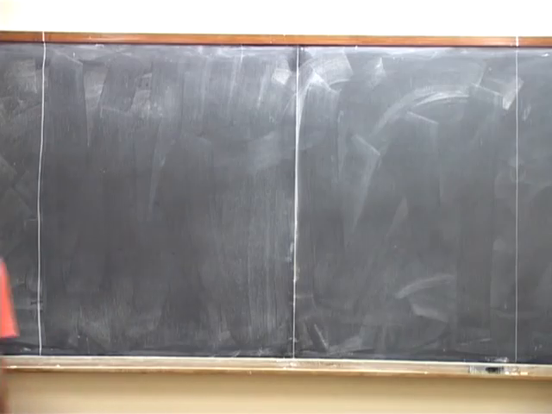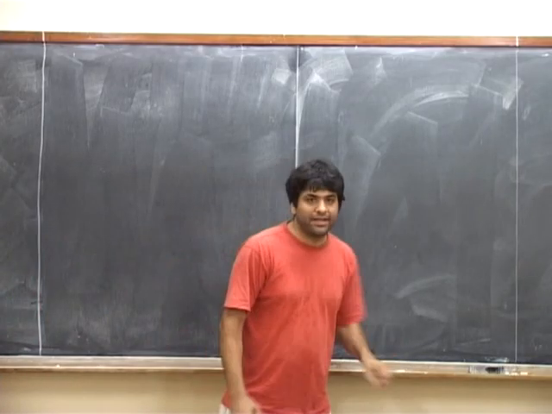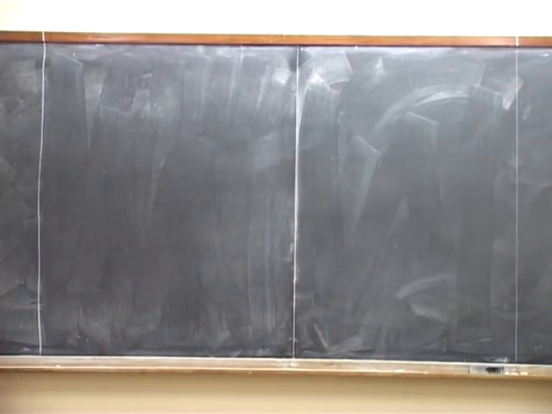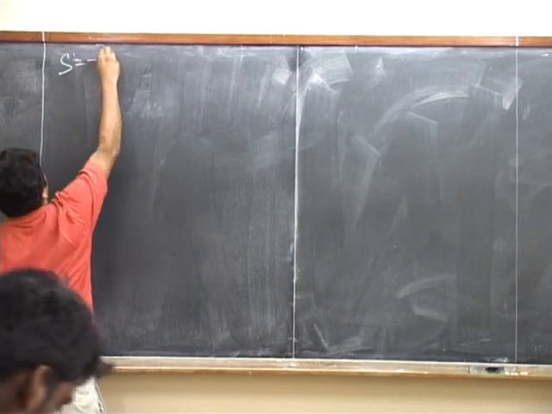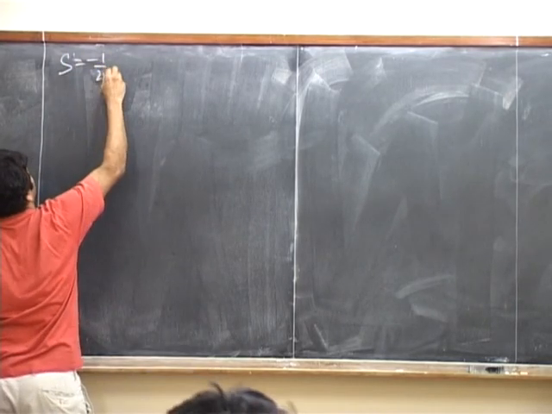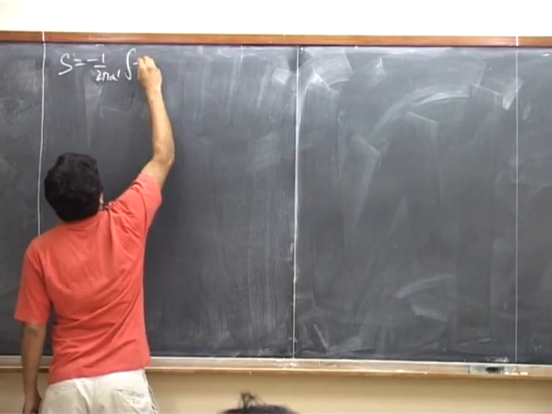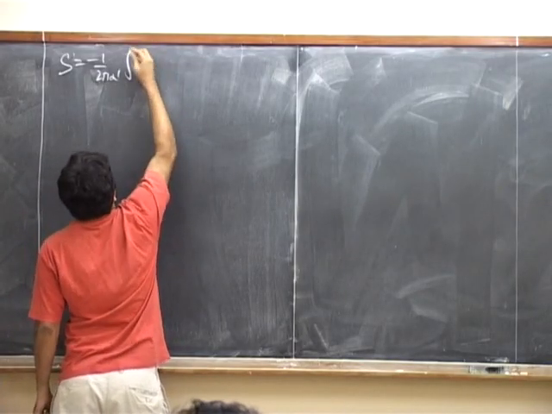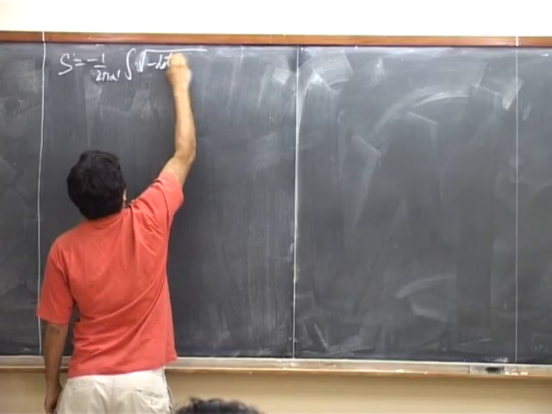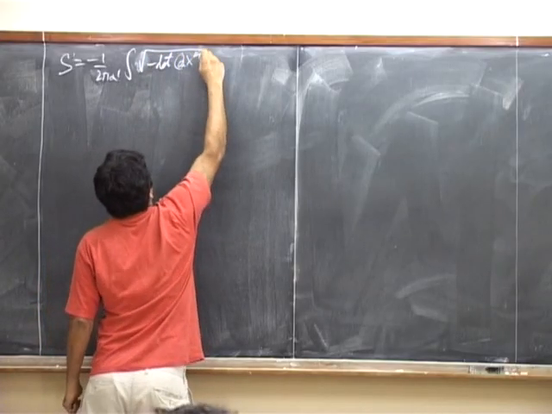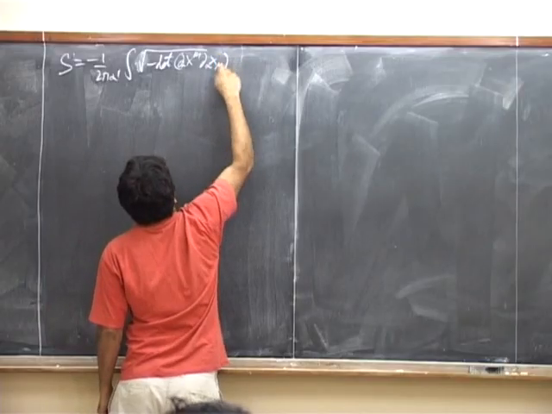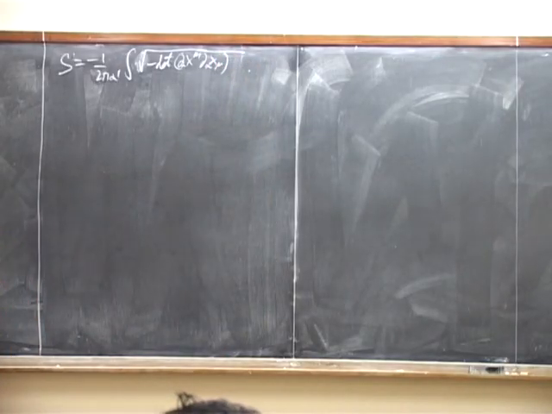Okay, so the first question we should ask is, how do you know what is the correct sign of the action? Just starting with the first action, which by the way has a name, it's called the Nambu-Goto action. So remember, we said that the action was equal to minus 1 over 2 pi alpha prime times the square root of minus del alpha x mu del alpha x mu. That was the action.